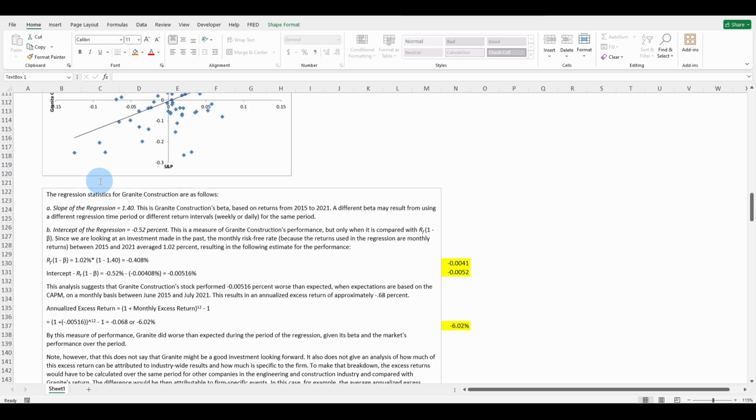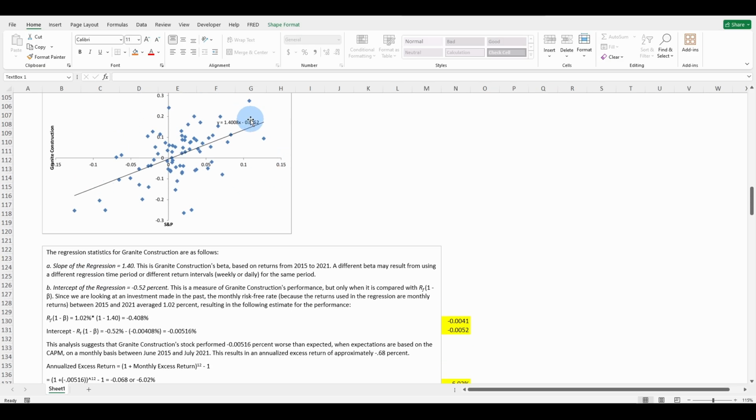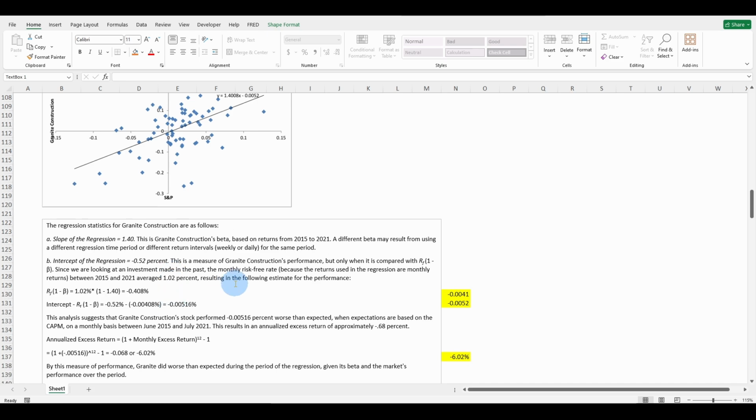Intercept of the regression is equal to 0.052%. This is the measure of Granite Construction performance, but only when it is compared with Rf × (1 − β). Since we are looking at an investment made in the past, the monthly risk-free rate, because the returns used in the regression are monthly returns between 2015 and 21, averaged 1.02%, resulting in the following estimate for performance.